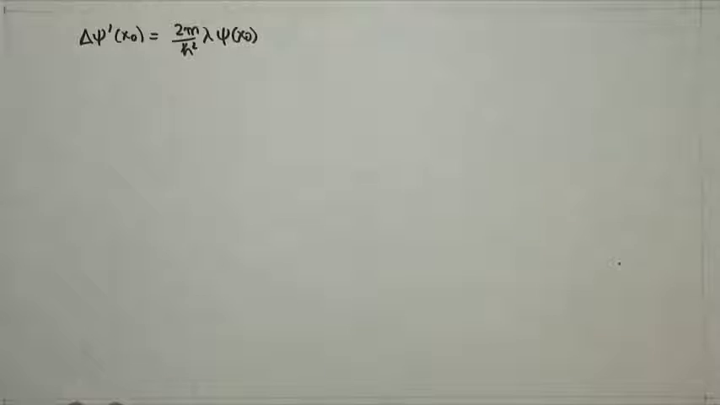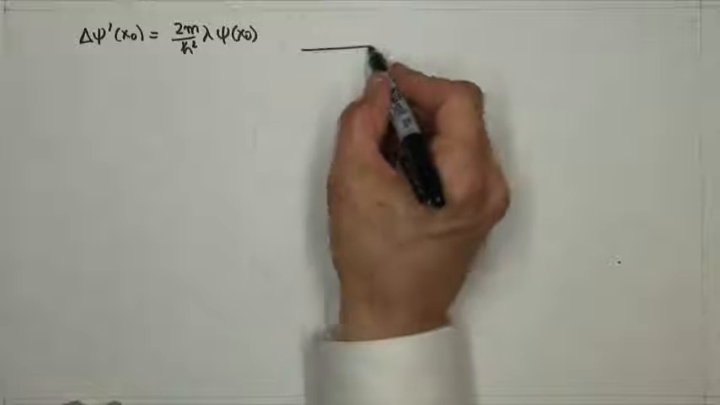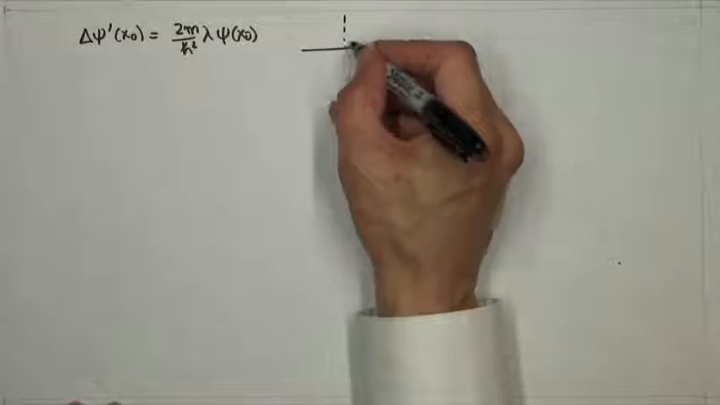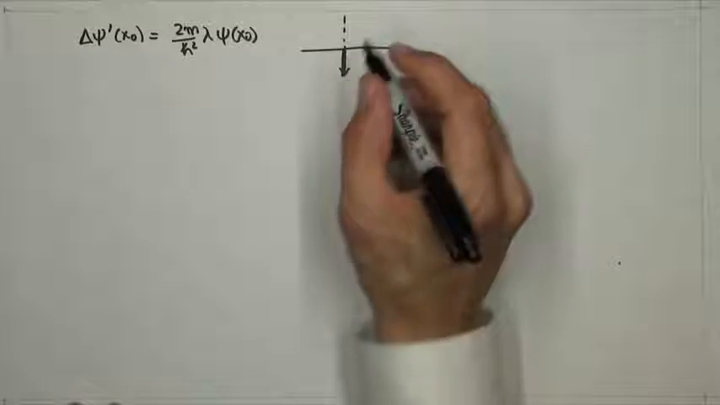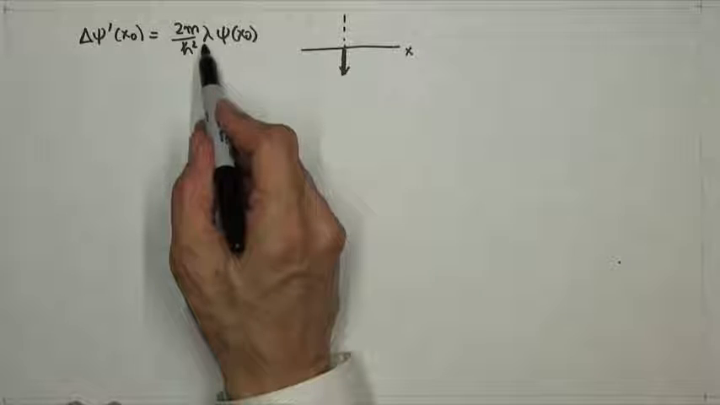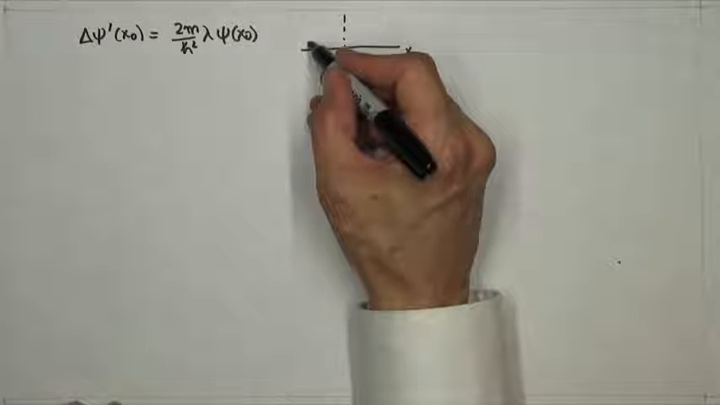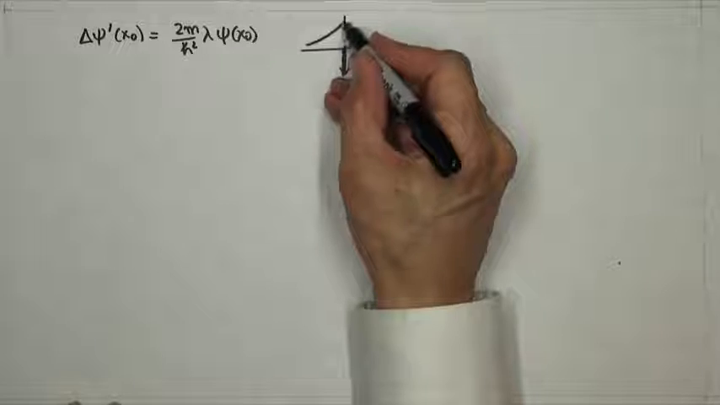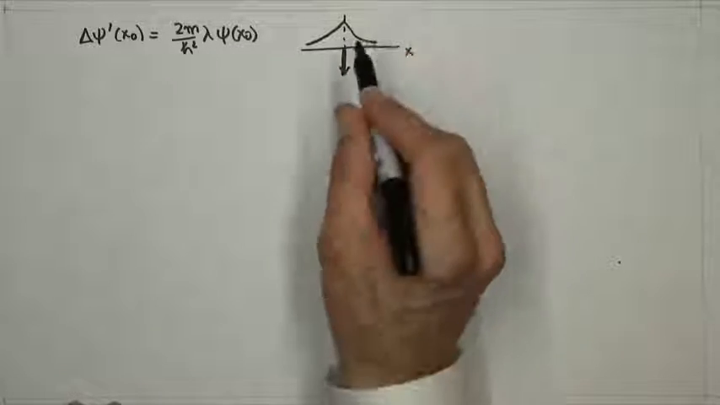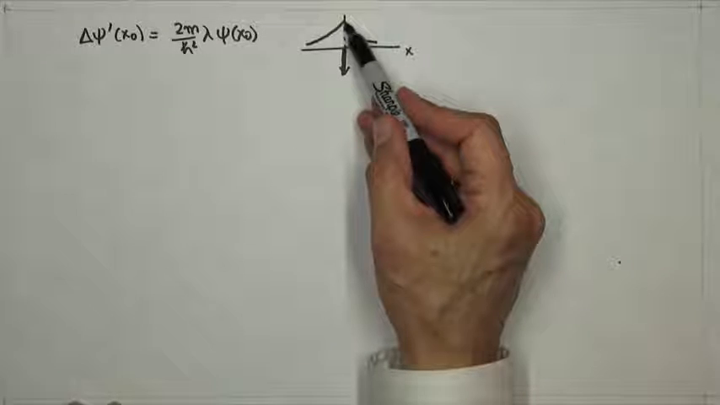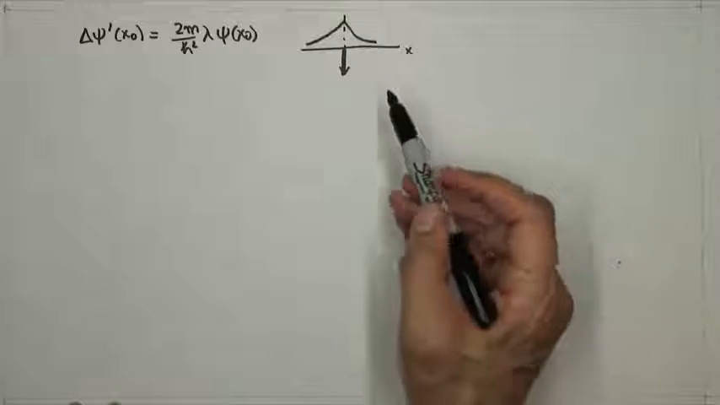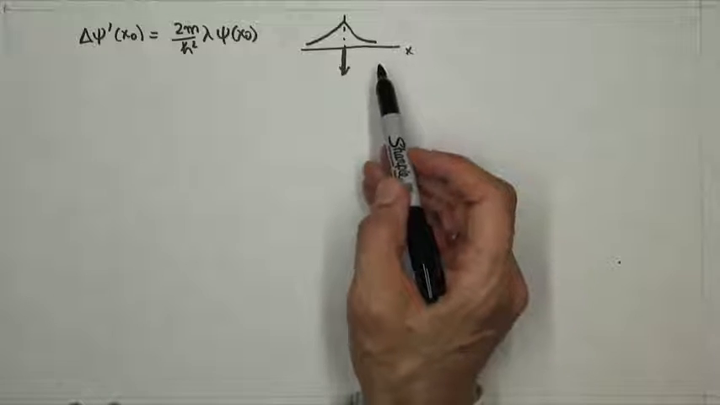So a bit of intuition here about the signs of this equation. Suppose you have an attractive potential. So here is the potential V of x, and you have a delta function that points down. So lambda in this case is negative. Suppose you have a wave function that looks like this. Is this consistent, a wave function that has a slope discontinuity of this form at the place where the delta function is? So let's see if the signs work out right.